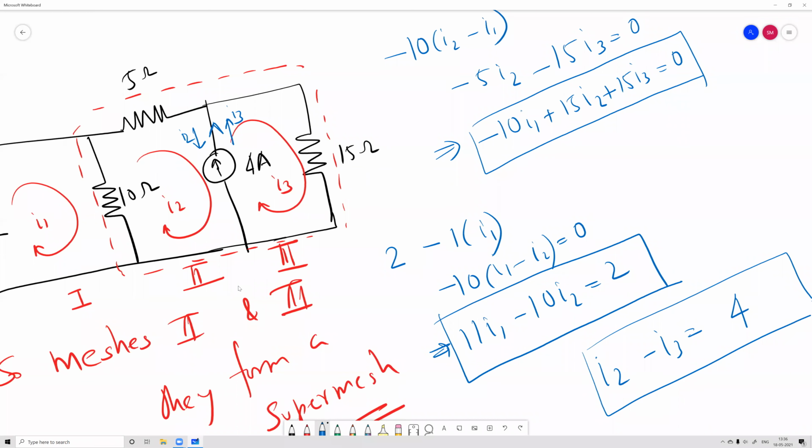Who said minus 4? Explain why minus. Sir, because the direction of the 4 ampere current is towards I3, and in the equation we have taken I3 as negative, so this will also be negative. All of you agree with her? Yes, sir. So, 3 equations, 3 unknowns. Now we can solve.